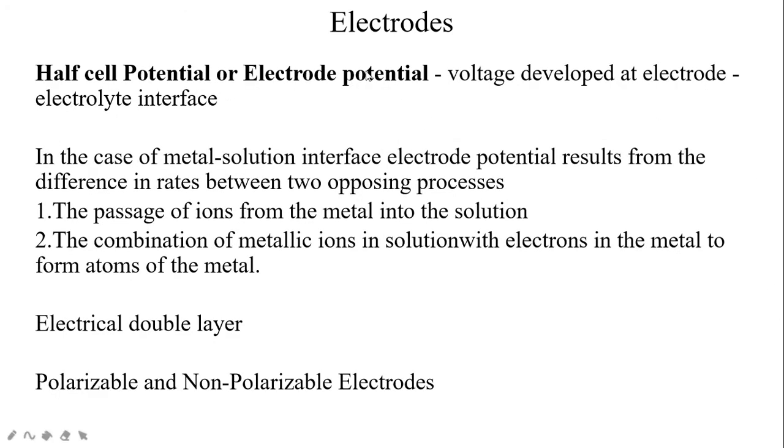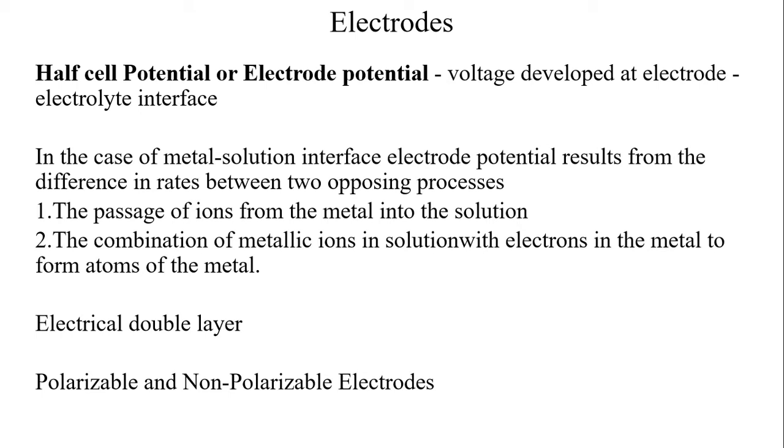Off-cell potential or electrode potential. The voltage developed at an electrode-electrolyte interface is designated as the off-cell potential or electrode potential. In the case of a metal-solution interface, an electrode potential results from the difference in rates between two opposing processes. The first one is the passage of ions from the metal into the solution. The second one is the combination of metallic ions in solution with electrons in the metal to form atoms of the metal.